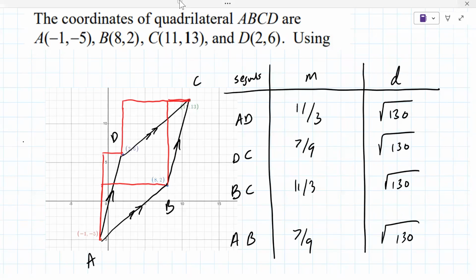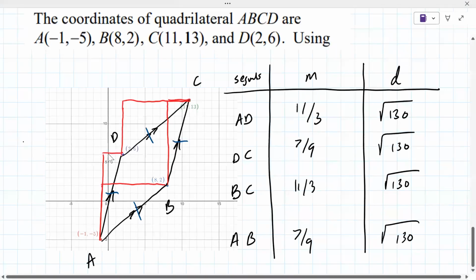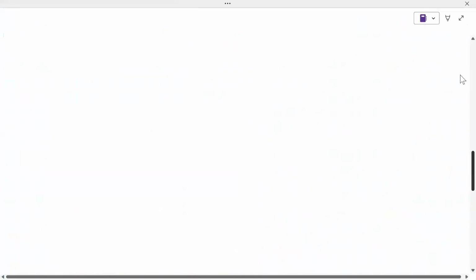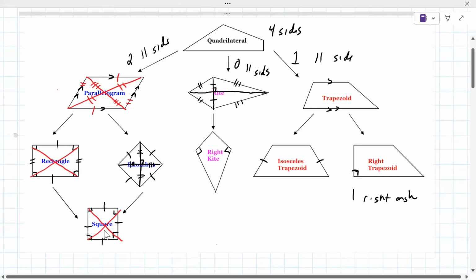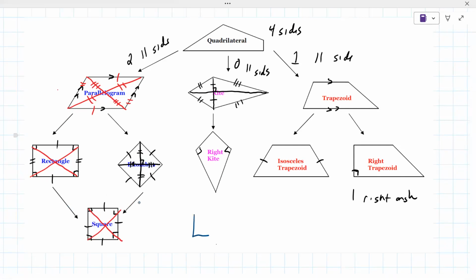All of the sides are congruent. So which of these has all four sides congruent? Well, it's a square or a rhombus. A rectangle only has opposite sides congruent. So what is the difference between a square and a rhombus? I always tell students the rhombus is the square pushed over.